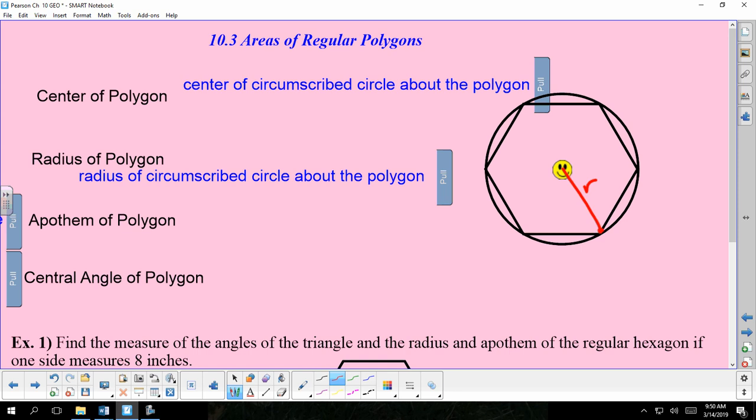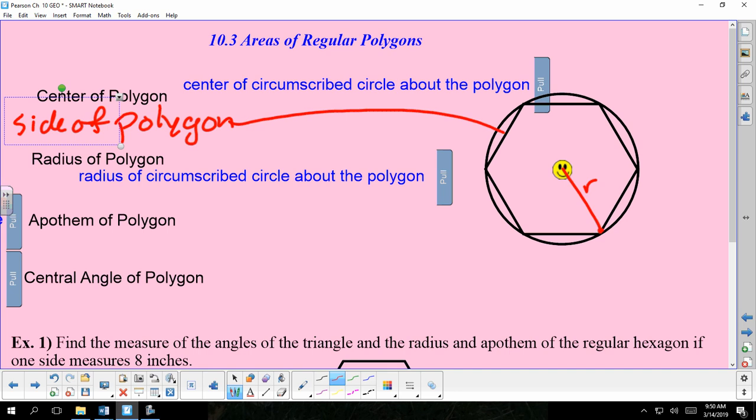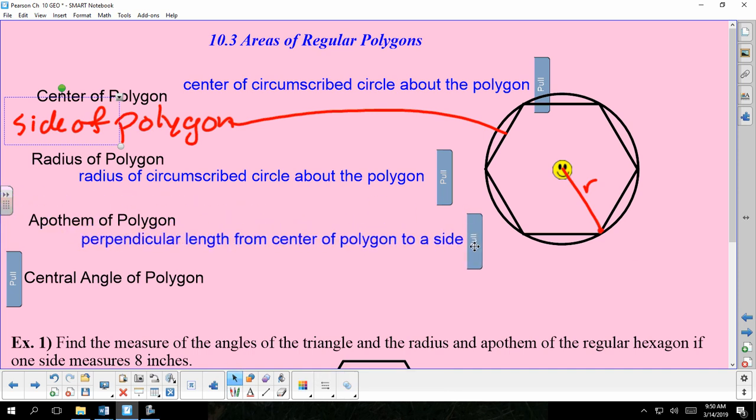You guys have one more in your notes, right? It's the side of the polygon. I think that's self-evident. Next is a new word you've probably never heard of, the apothem of the polygon, not the cute animal that hangs upside down from a tree. The apothem is the perpendicular length from the center of the polygon to the side.